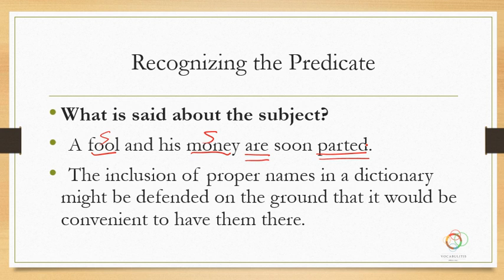The inclusion of proper names in a dictionary might be defended on the ground that it would be convenient to have them there. All right, lots of words here. What are we talking about? What we're talking about is the inclusion of something, something, someplace. Okay? Prepositional phrases. Ignore them. Subject. And what about them? Might be defended is what we're saying. And that's the verb of the sentence. Normally, that's all we care about, locating the verb in the sentence.